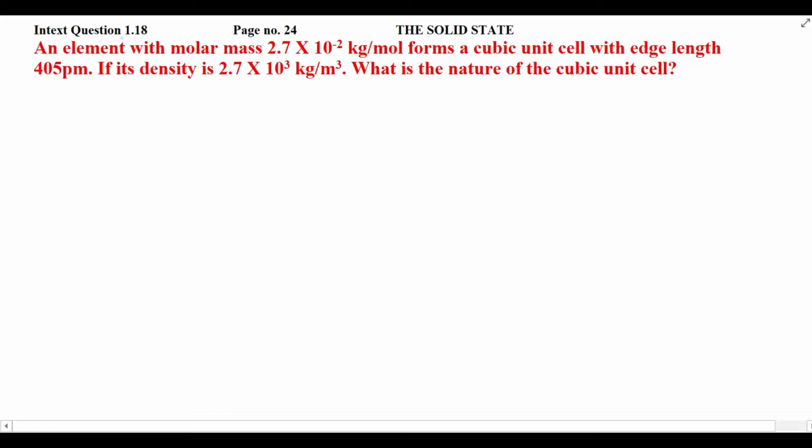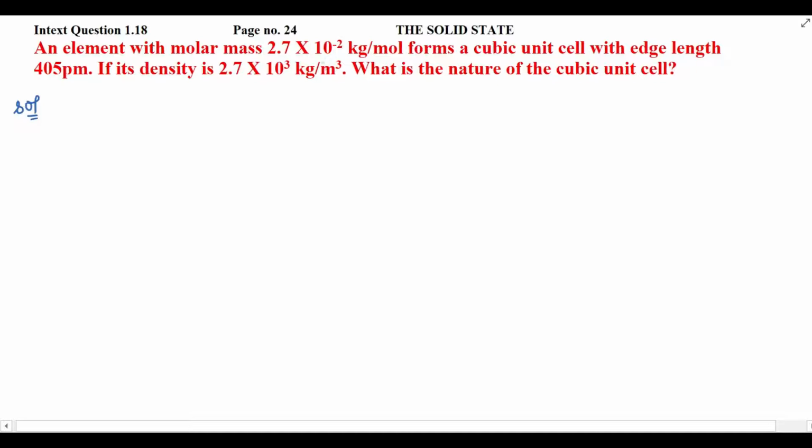Students, this is in-text question 1.18 from page number 24 of the solid state chapter. So let's read the statement. An element with molar mass 2.7 × 10^-2 kg per mole forms a cubic unit cell with edge length 405 picometer. If its density is 2.7 × 10^3 kg per meter cube, what is the nature of the cubic unit cell? Here they have given you an element whose molar mass is 2.7 × 10^-2.